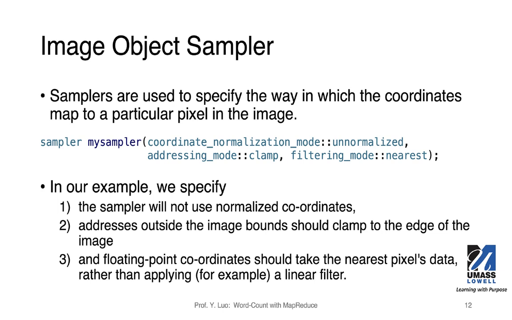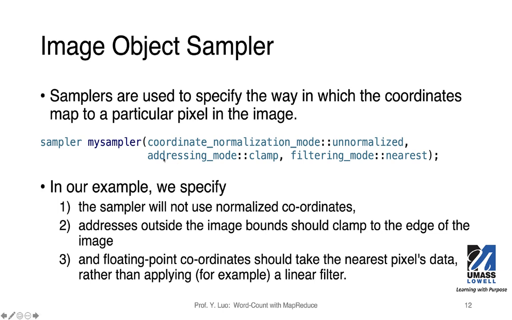In our example, we use this sampler by saying that we are not going to normalize the coordinates, so it's unnormalized, which means that we're going to use the row number and column number rather than a normalized value to locate the pixels. And with the sampler, we can specify how we should act when we find a pixel that's falling on or beyond the boundary.